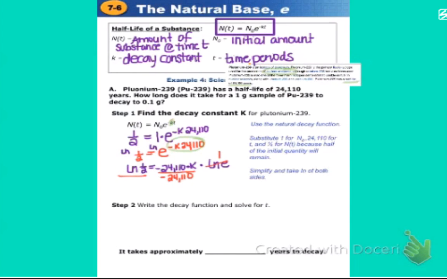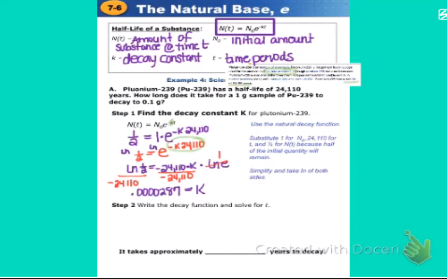24,110 on both sides. So I'm going to jump over to my calculator, type in the ln of 1/2, and divide it by negative 24,110, and that gives me 2.8749 times 10 to the negative 5th, which, if I move the decimal back 5 places to the left, is approximately 0.0000287. And that's going to be my decay constant.